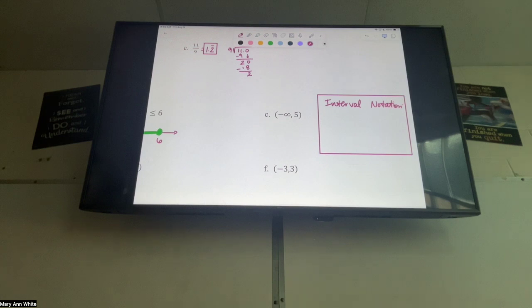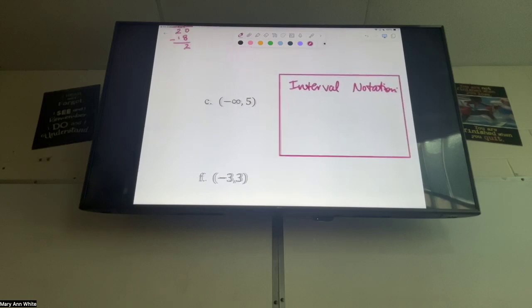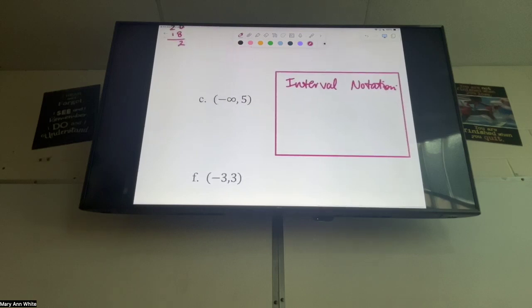What do you guys remember about interval notation? What's special about it? Or what do these mean? Like, if I have parentheses negative infinity 5 parentheses, what do the parentheses mean? Open, good. So the parentheses, I like to think you can either write open or you can do less than or greater than, because it's not an or equal to, they're open. What indicates that it's closed? Bracket, very good. Bracket means closed. And that's an or equal to.